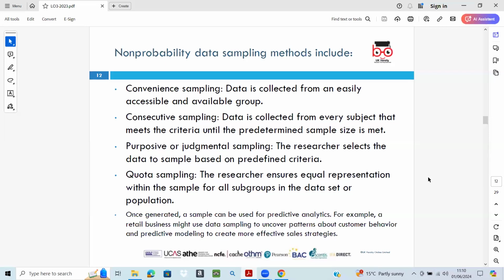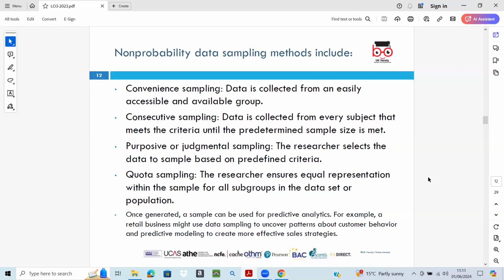So now we'll discuss some of the methods. The first one is convenience sampling. In convenience sampling, data is collected from an easily accessible and available group. It's often used in situations where researchers choose the most accessible subjects, making it a convenient but less representative sampling method.